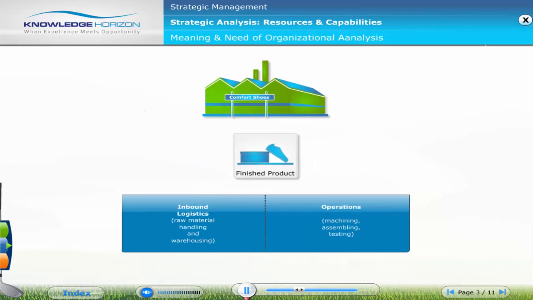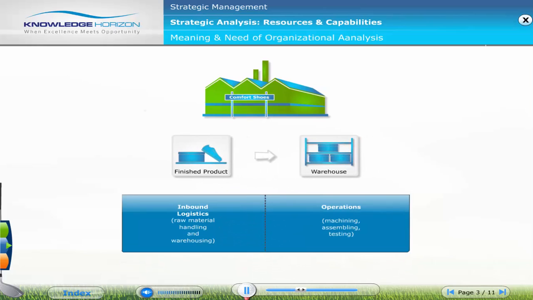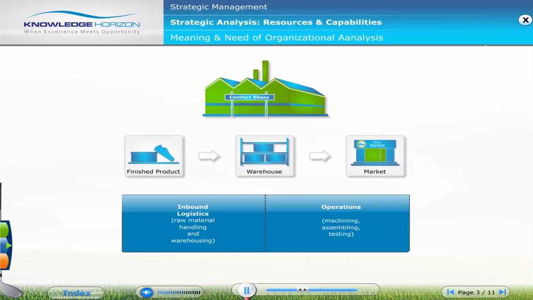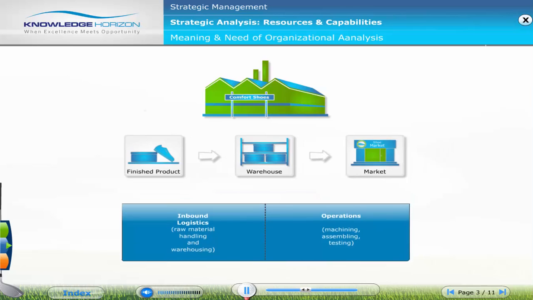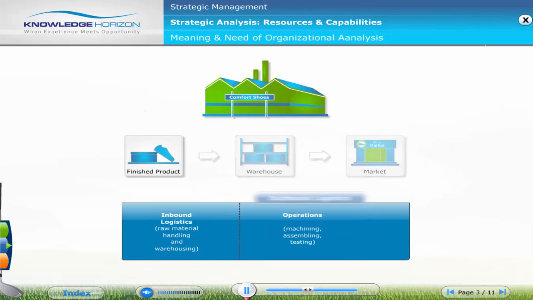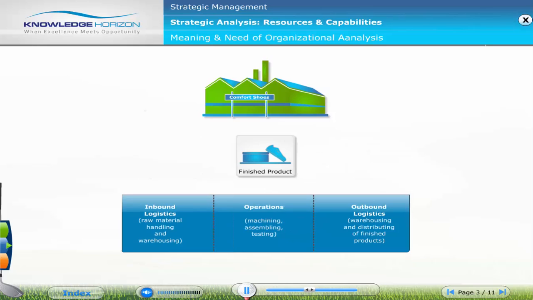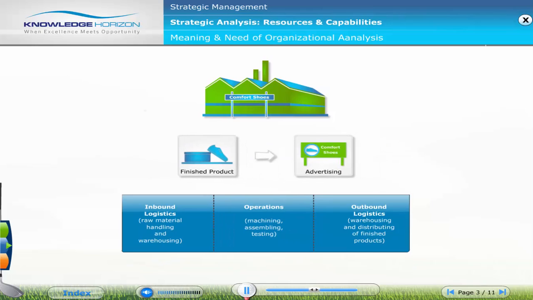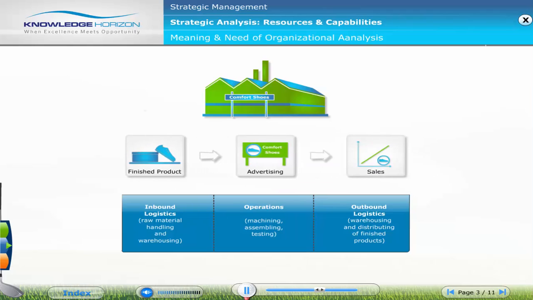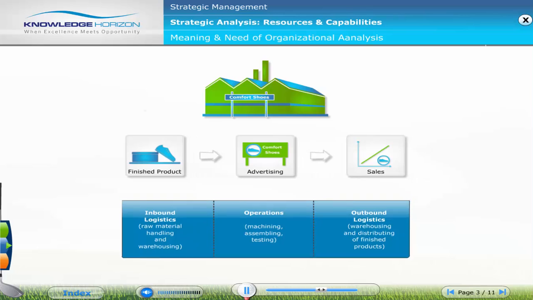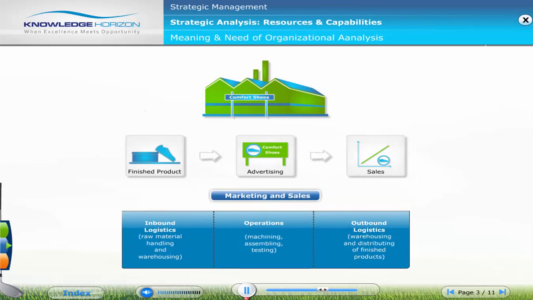Umford Shoes stores the finished products in the warehouse and subsequently distributes them in the market. This movement of the finished products out of the company is called outbound logistics. Umford Shoes publishes advertisements in television and newspapers. It also displays its products through hoardings. These activities are done to reach the targeted market segment and to increase the sales. Hence, these activities are put under the marketing and sales domain.